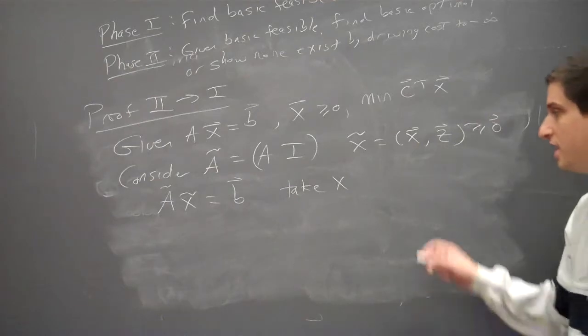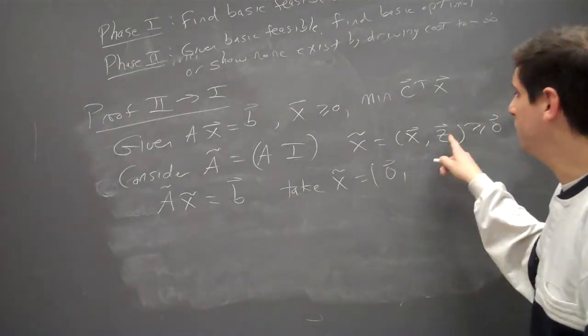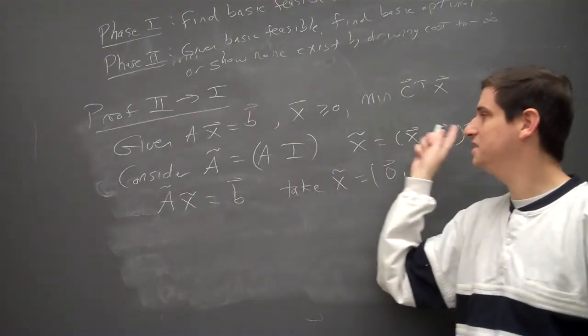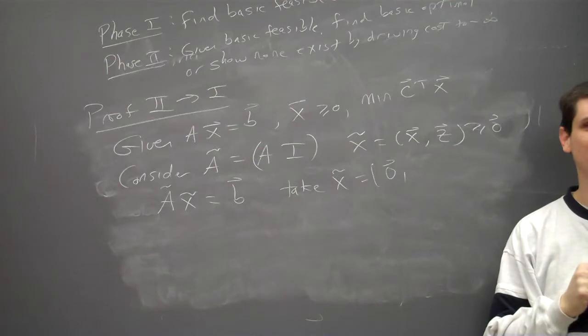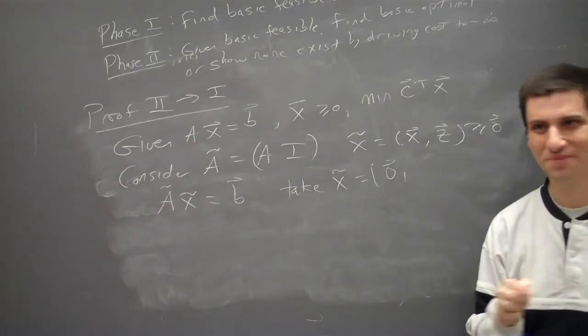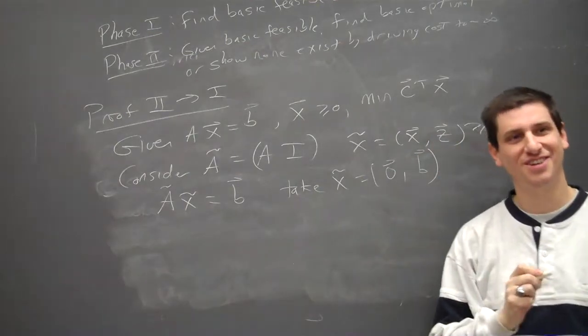x. So if I take x to be 0, it reduces to trying to solve identity times z equals b. This is a prereq for this class. Try to solve identity z equals b. What should z equal? b. Hey, look, I found a solution.